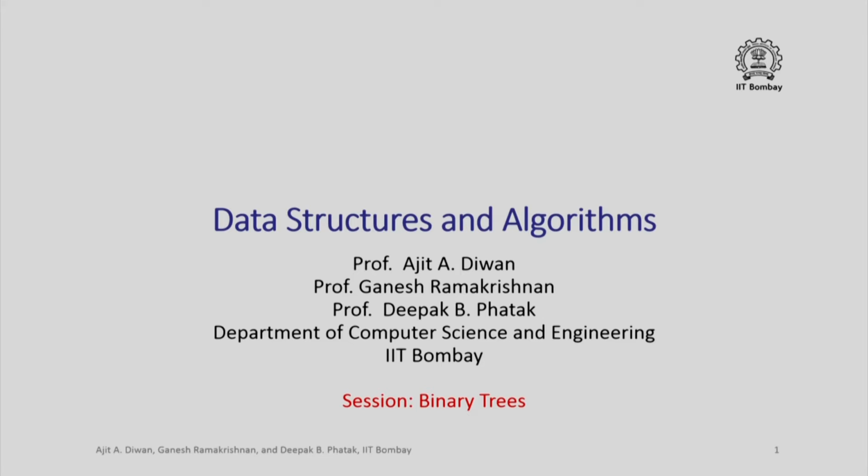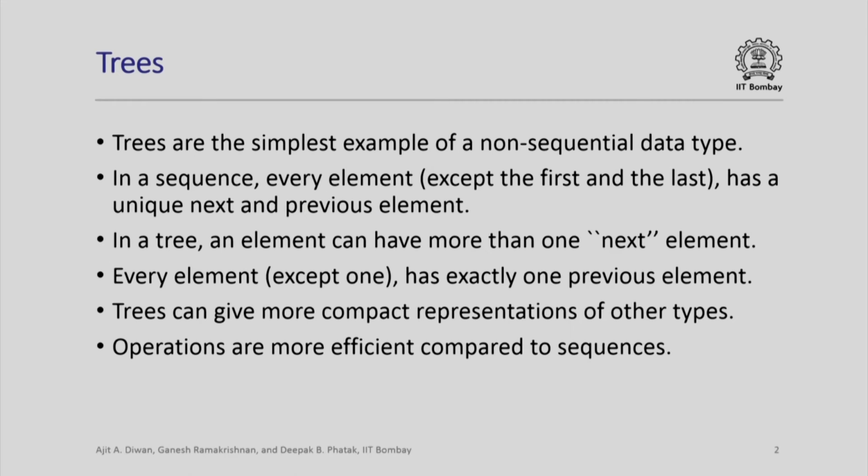Hello and welcome to this session in which we will be looking at our first examples of what are called non-linear data structures or non-sequential data structures, and trees are the simplest examples of this. So, what is a sequence? In a sequence, as we have seen, for every element except the first and the last, there is a unique next element and a previous element. In a tree, we generalize this property.